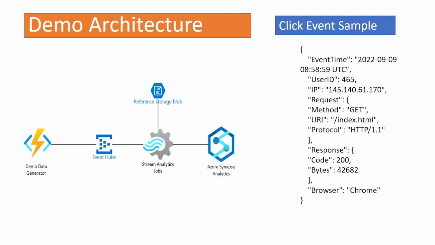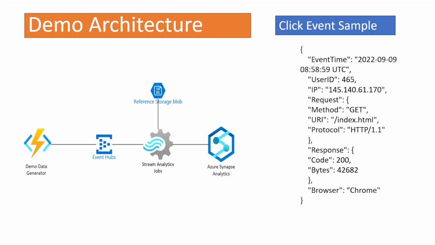For this demo, we are leveraging a demo data generator application, which is an Azure Function app publishing the data into Event Hub. The Analytics job is going to connect with Event Hub and reference some user data, like the user name and gender, from a reference storage blob, and then the output will be stored in Azure Synapse Analytics.